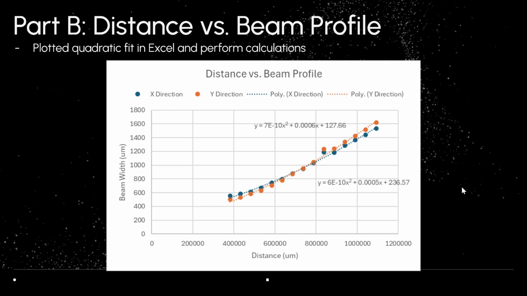We then plotted all of our data points using Excel and used Excel's automatic best fit line, polynomial best fit line tools to get the plot below along both X and Y directions for distance versus beam profile.